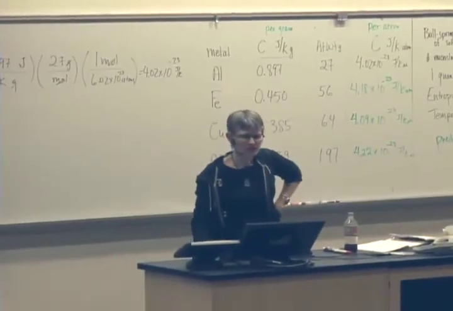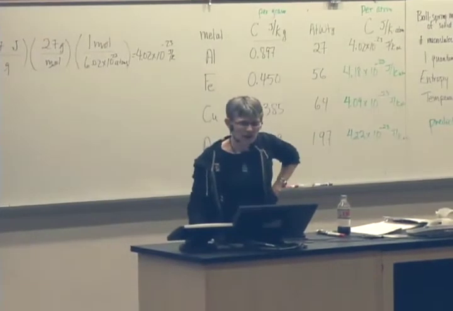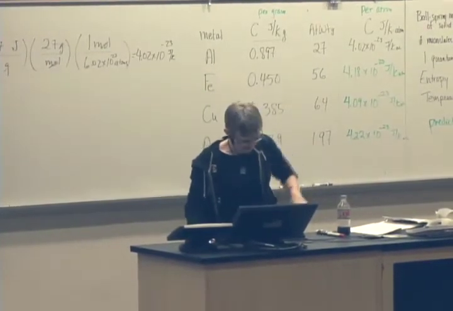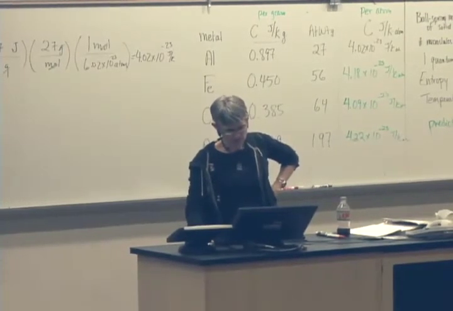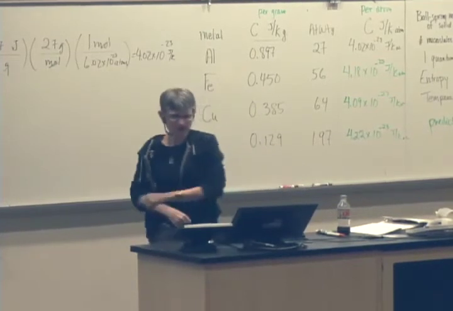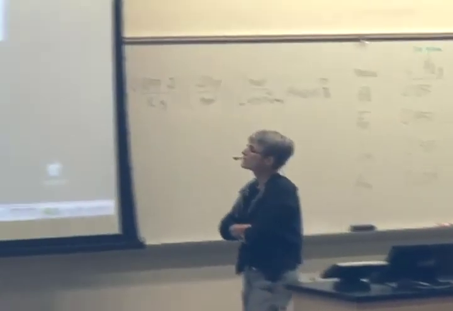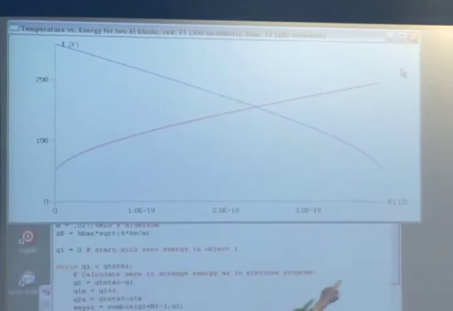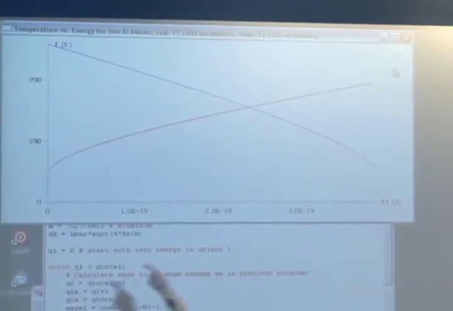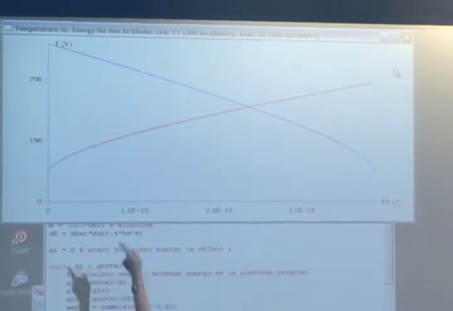Well, we can just take the next step and calculate temperature as a function of the amount of energy we put in. So here's the same thing for these two blocks. And what we're plotting here now is the temperature of the block as a function of the total energy that's in block 1. So amount of energy in block 1 goes up, temperature of block 1 goes up, that's the red line. Amount of energy in block 1 goes up, temperature of block 2 goes down, that's the blue line.